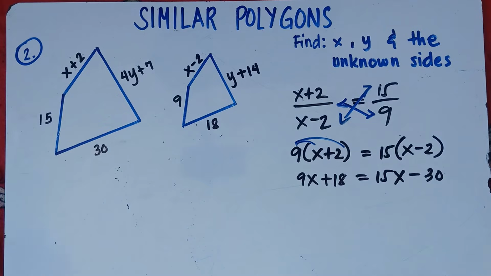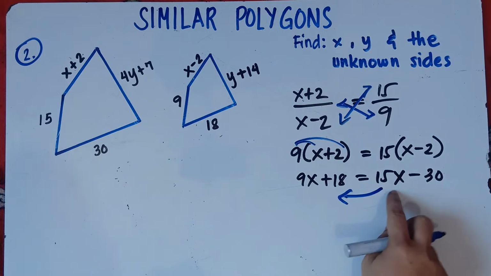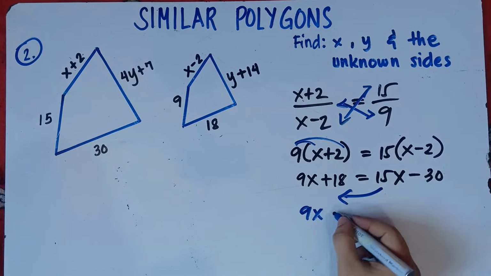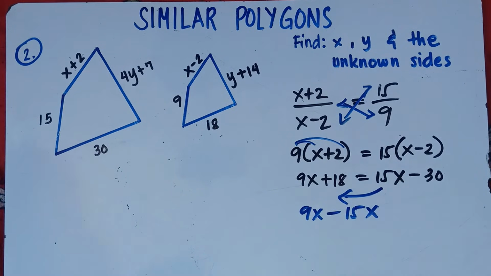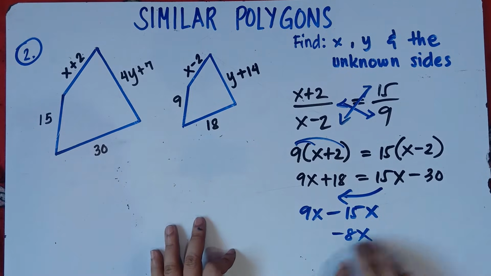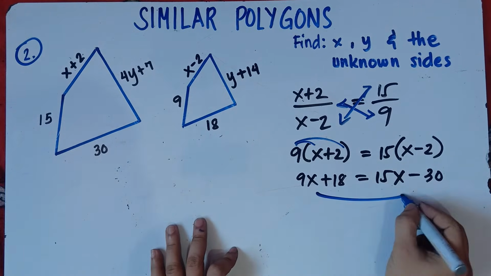So next thing, class, instead of transposing 15 from right to left, we just simply transpose 9 from left to right. Question, why is that, sir? Because if we transpose this 15x from right to left, this will be 9x minus 15x, and your x answer will be negative 8. And it will be more complicated, class, if you're dealing with a negative x value. So instead of transposing x from right to left, we just simply transpose 9 from left to right.